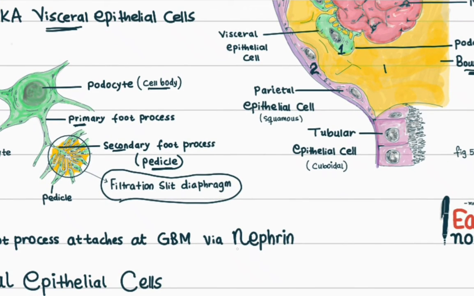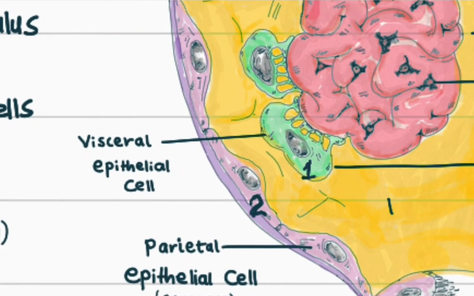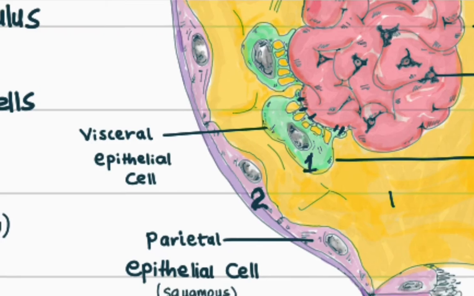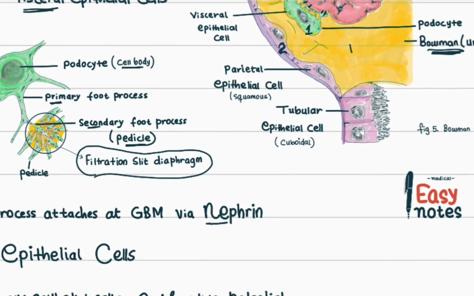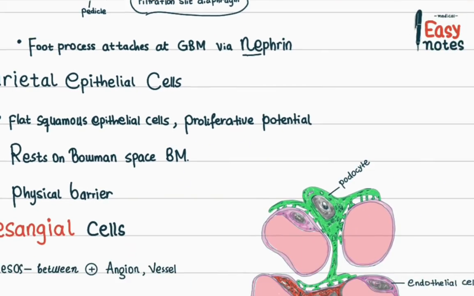As we said earlier, the foot processes of the podocytes, which rest upon the basement membrane, are attached by important proteins called nephrins. These nephrins are important transmembrane proteins that attach the foot processes firmly to the basement membrane. The loss of these proteins will result in nephrotic syndrome, and subsequently protein will be lost through the urine.